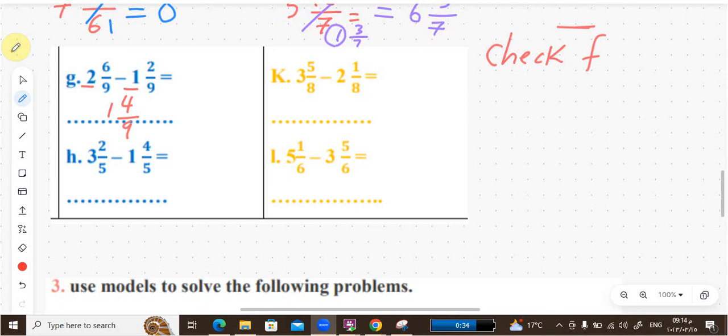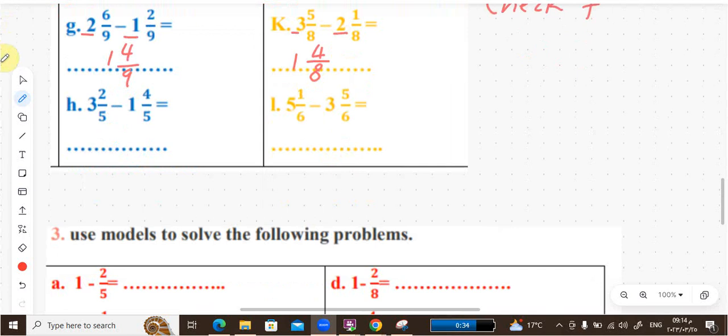Letter K. 3 and 5 over 8 minus 2 and 1 over 8. At the subtraction, we need to check the fraction first. 5 minus 1, it works. So let's start. 3 minus 2 equals 1. 5 minus 1 equals 4 over 8.